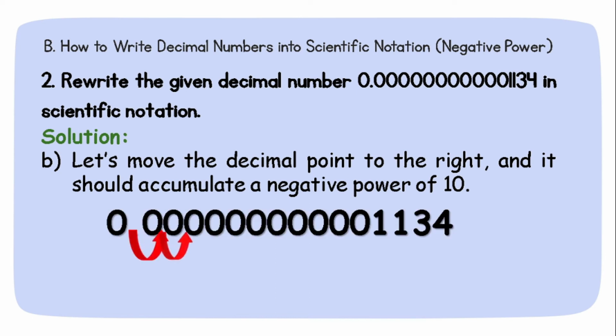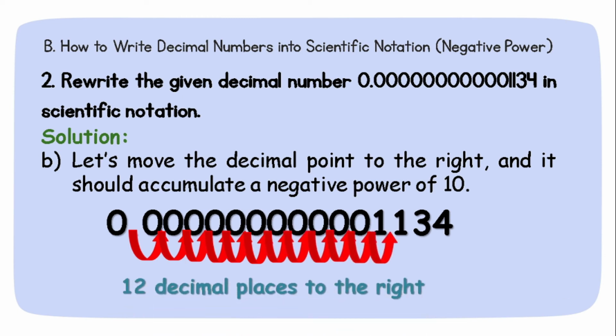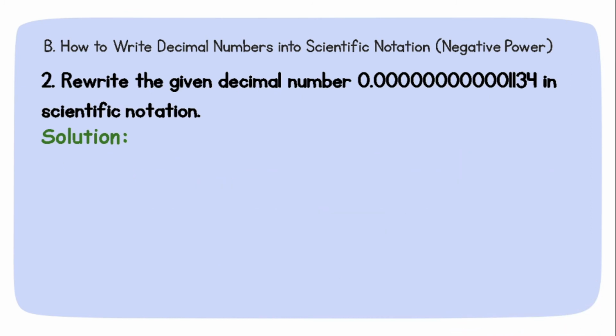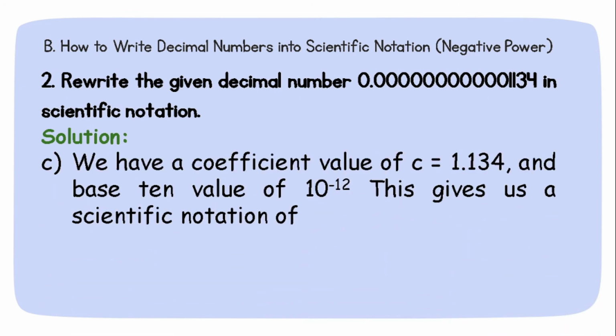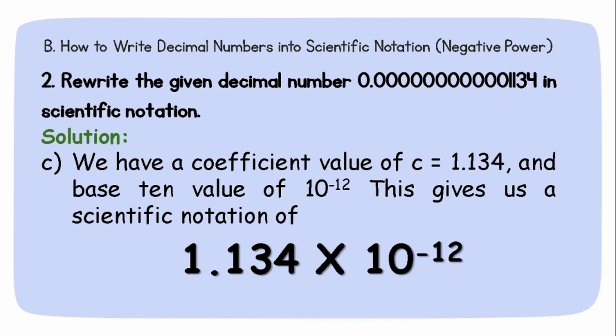That is 1, 2, 3, 4, 5, 6, 7, 8, 9, 10, 11, 12 decimal places to the right. Finally, we have a coefficient value of C equals 1.134 and base 10 value of 10 raised to negative 12. This gives us a scientific notation of 1.134 times 10 raised to negative 12. That's it, my dear students. I hope you learned the basics of writing a decimal number into its scientific notation form.